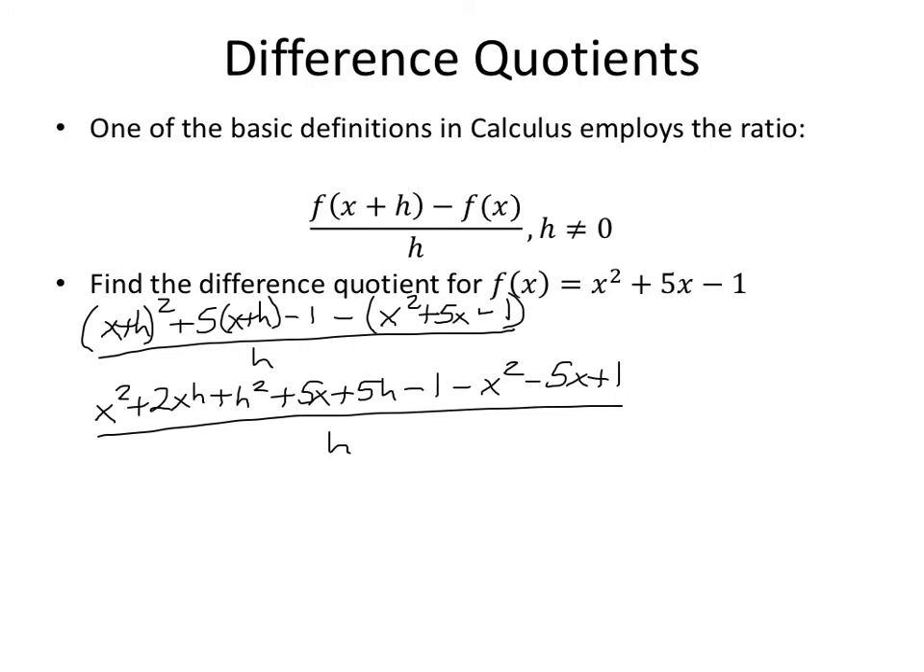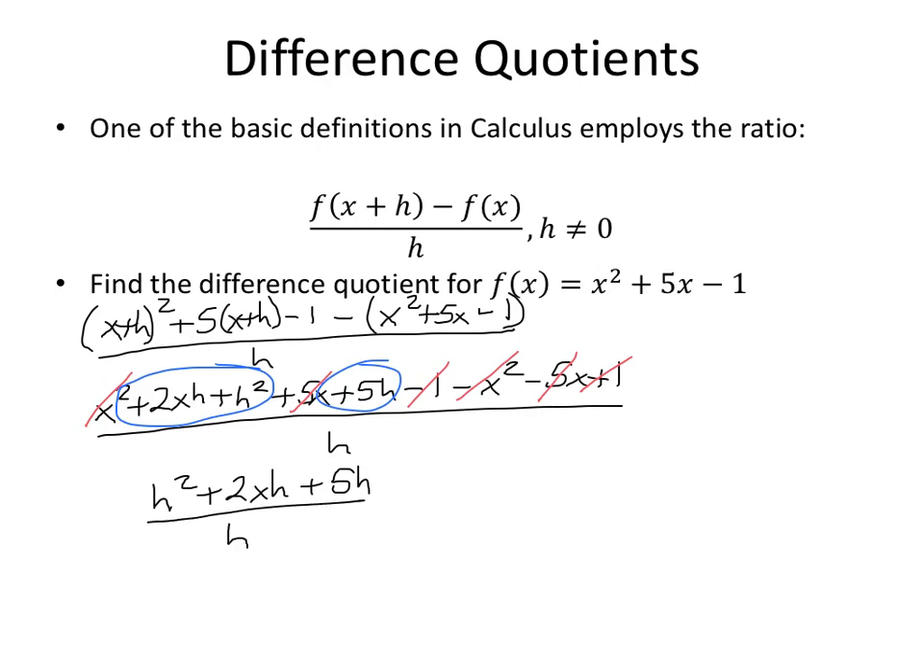Now we have to look and see what do we have. We have an x squared and a negative x squared that cancel out. We have a 5x and a negative 5x that cancel out, a negative 1 and a positive 1 that cancel out. And so we just have a few terms left, which are going to be these two terms and this term. Okay? So we have h squared plus 2xh plus 5h, all divided by h, right? Now what I notice here is that all the terms in the top have an h in them. So I'm going to factor out an h, and I get h times (h plus 2x plus 5), all divided by h, which simplifies out to h plus 2x plus 5.